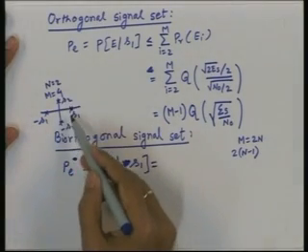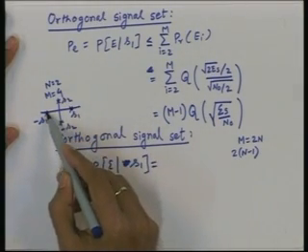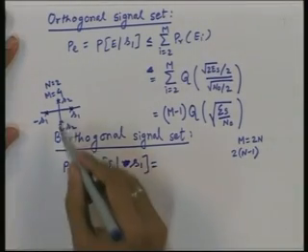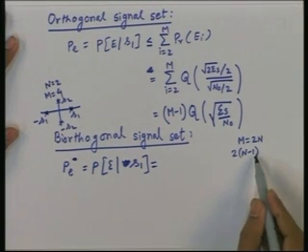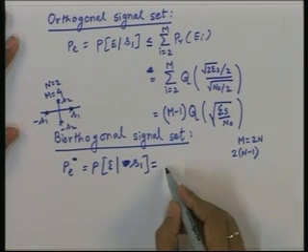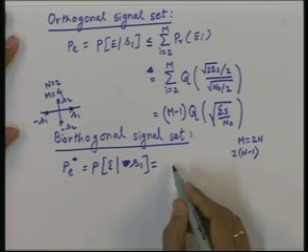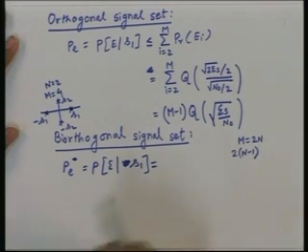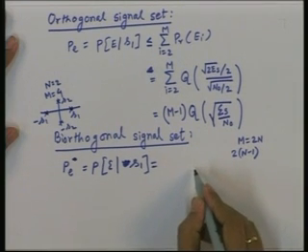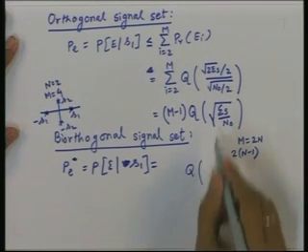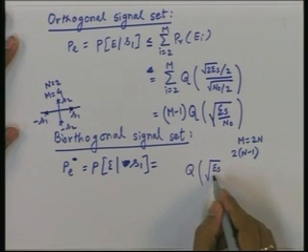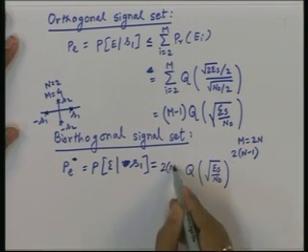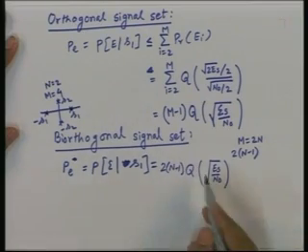So, all the points have the same distance from S1 except for minus S1, which has a different distance. That will be computed separately. Consider all the other points, 2 times n minus 1 such points. For them, the probability of that event of being detected as S1 is Q of root over ES by n naught, and there are 2 times n minus 1 such points, and there is one more point.